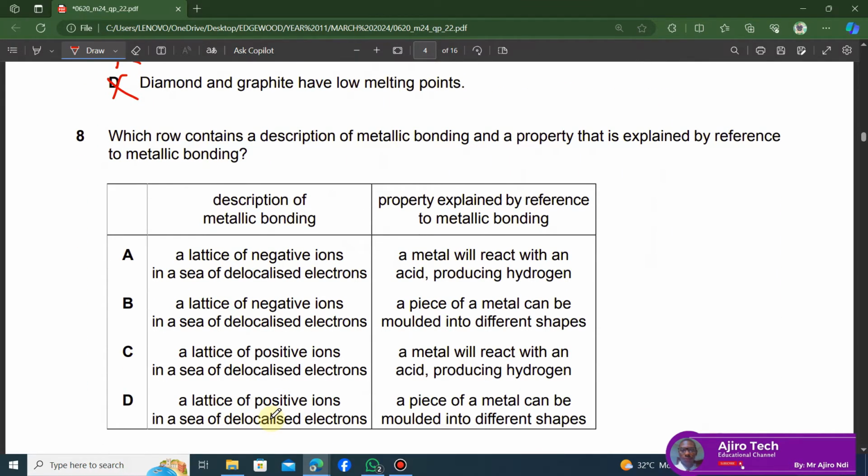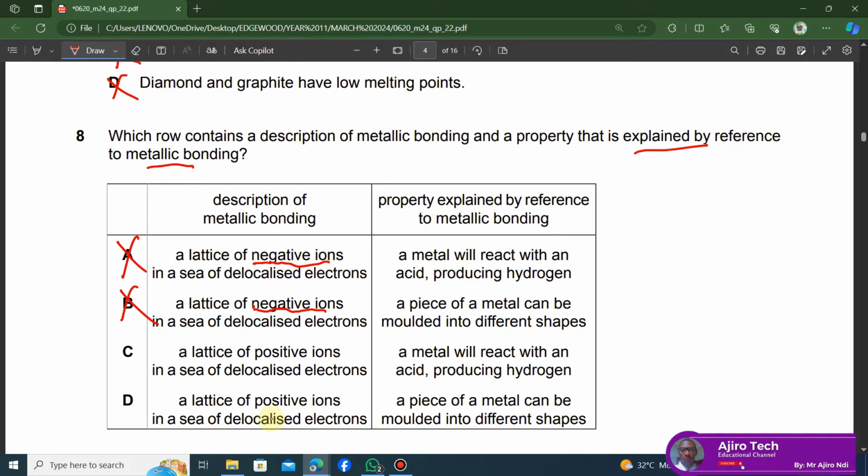Okay, so question 8 now. Question 8 says, which rule describes a description of metallic bonding and the property that is explained by reference to metallic bonding? So when we talk about metallic bonding, we are looking at a lattice of positive ions because metals consist majorly of positive ions. So option A and option B are off because this is saying a lattice of negative ions. It can't be a lattice of negative ions, okay?